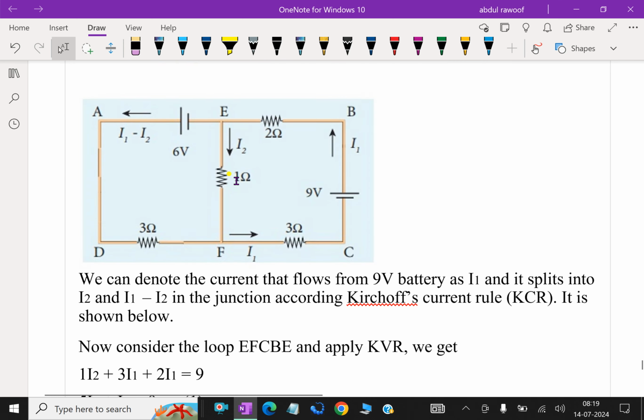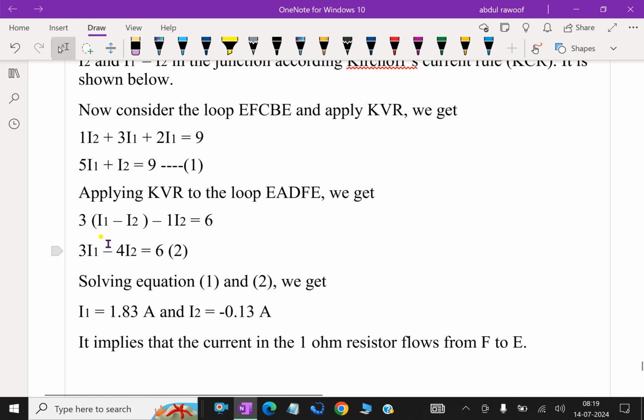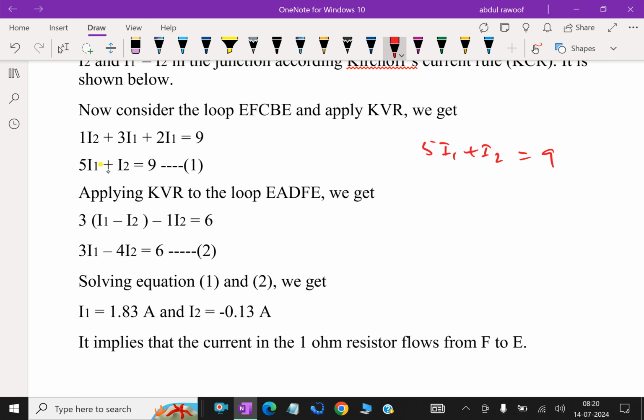6 volts, this junction. Then therefore we have, look here, 3 I1 minus 3 I2 minus 1 I2, totally minus 4 I2 equal 6. The voltage is 6, equation 2. Then solving these two equations as simultaneous equations, 5 I1 plus I2 equal to 9, and 3 I1 minus 4 I2 equal to 6.